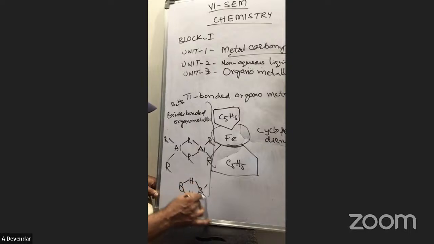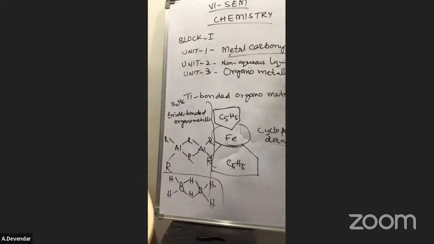Diborane structure it is. Okay, B2H6. In a similar manner, organometallic bridge bonding is there. These two are very important from your examination point of view. That's it. Now coming to the preparation of the organometallic compounds. It is also a very important topic, 5 marks, sometimes 10 marks also.